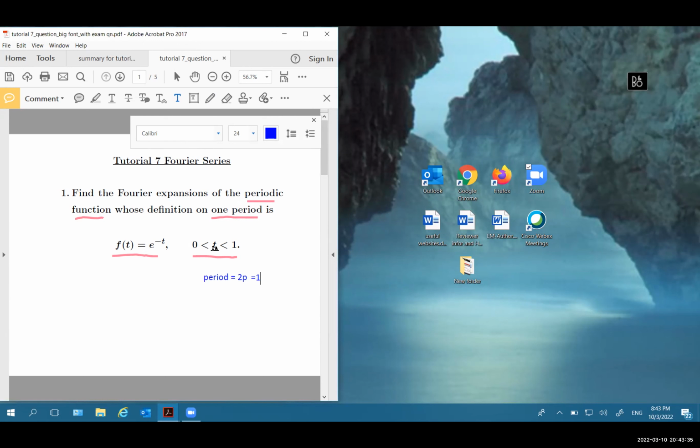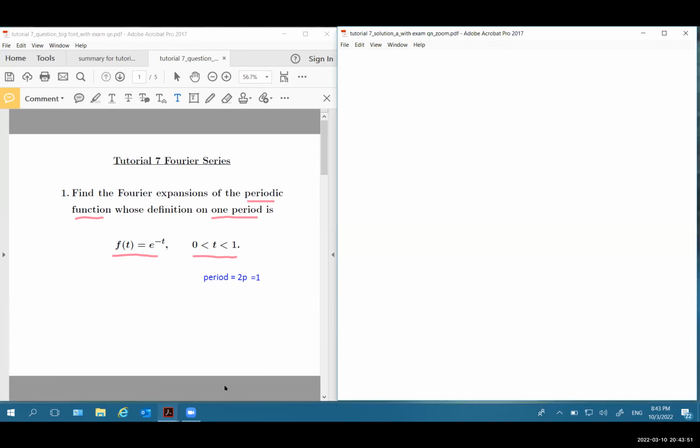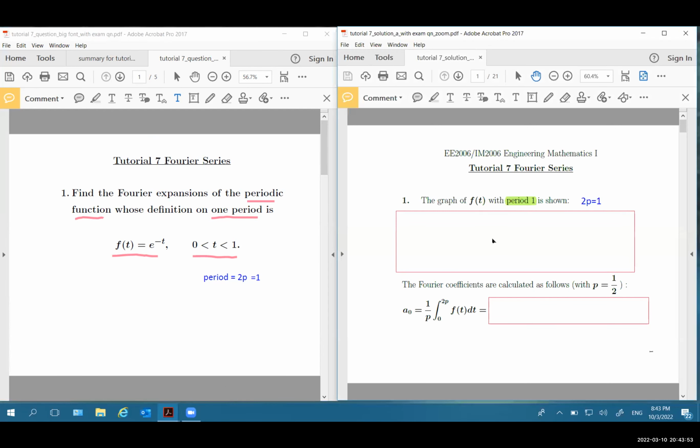We see t from 0 to 1, so the length of this interval is 1. So the period here is 1. That means we know the small p already, so we can go and find the Fourier series. Now let me show the solution. Okay, the solution is here.